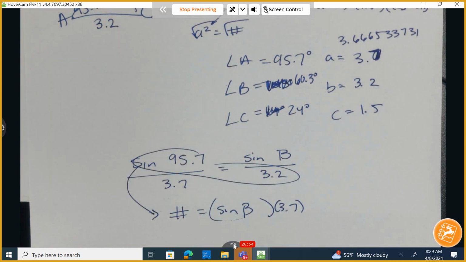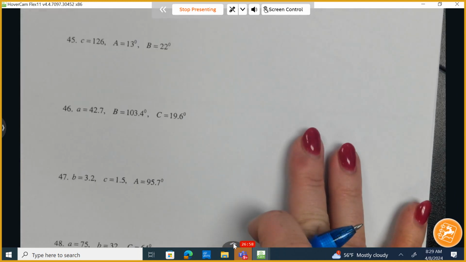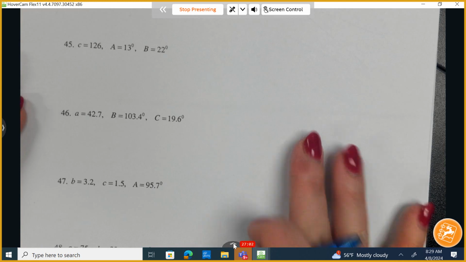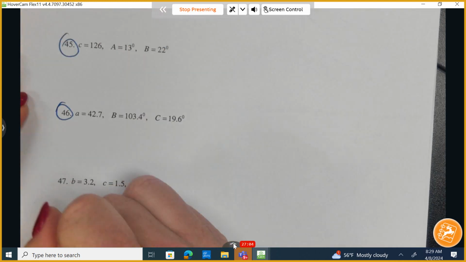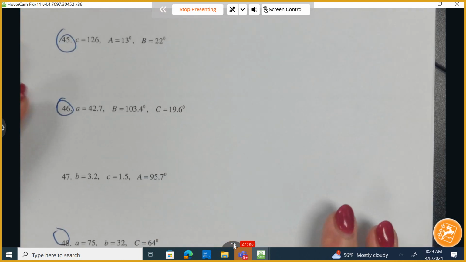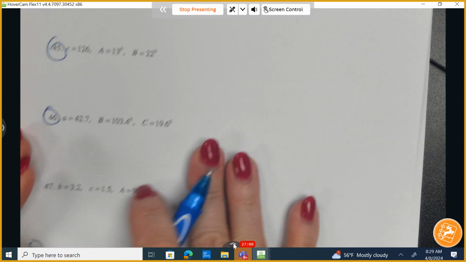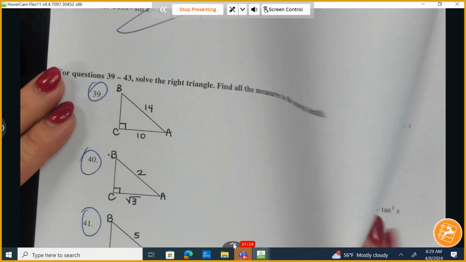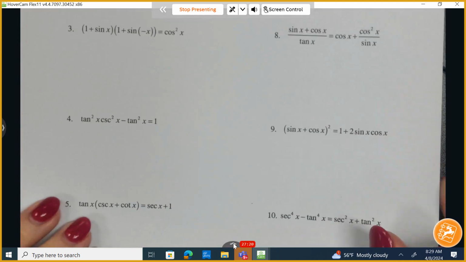Okay, now it's time to look at what else we need to do here. So please do me a favor, come back to this. We have done problems 44 and 47. Is that correct? Yes? Please circle 45, 46, and 48. You were already assigned 39, 40, 41, 42, and 43. Those should be completed. You were assigned 1 through 10.